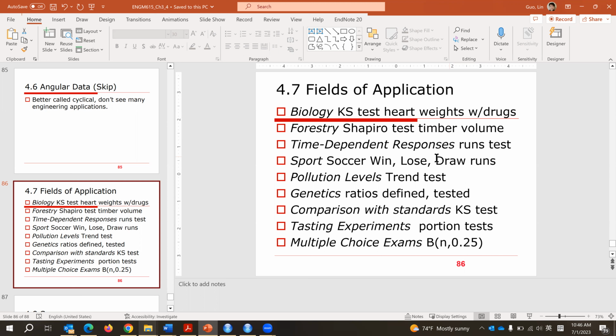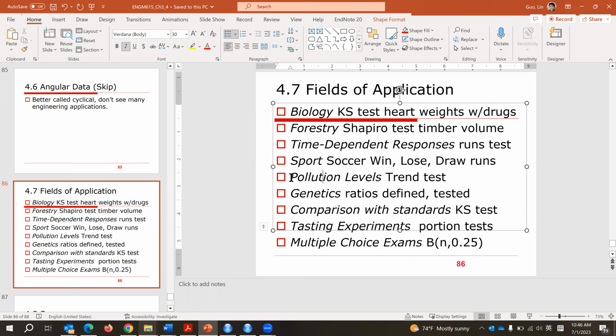And then the trend test: pollution levels. We have time series data over years, so we can always use the trend test. For those data, we can separate them into two groups, an early one and a late one. We can also separate them into multiple groups and compare each two of them to see the trend in shorter periods. Genetic ratio is also tested with a quantile test or binomial test.